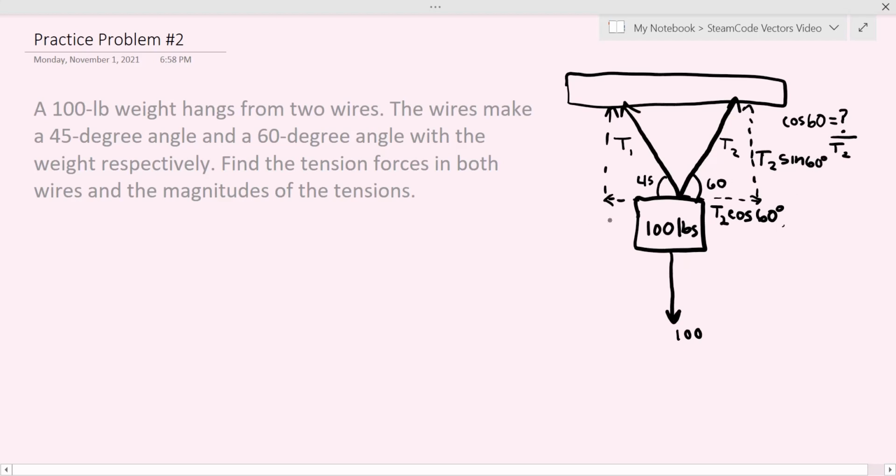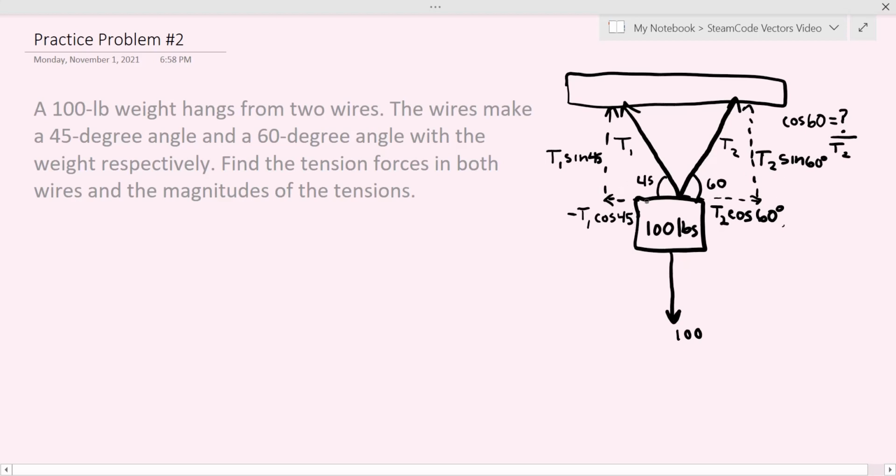Now let's use the same reasoning for this other wire. In the x direction, we know that this is pointing in the other direction from this wire, so it has to be negative. So in the x direction, that would be negative T1 cosine of 45. And in the y direction, that would have to be T1 sine of 45. Remember, we're using the same reasoning: cosine of 45 is equal to whatever this length is, divided by T1. To solve for that length, multiply both sides by T1. So you have negative T1 cosine of 45. The reason this negative is here is because even though these two vectors are parallel, they're pointing in opposite directions.